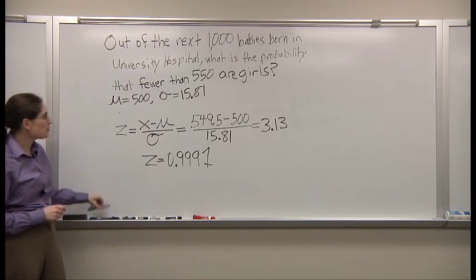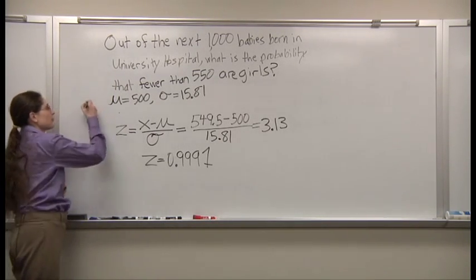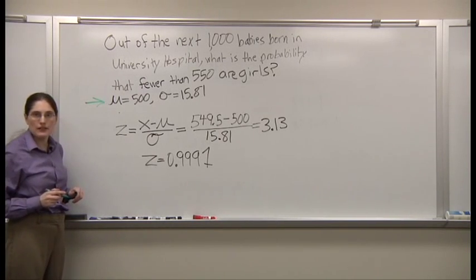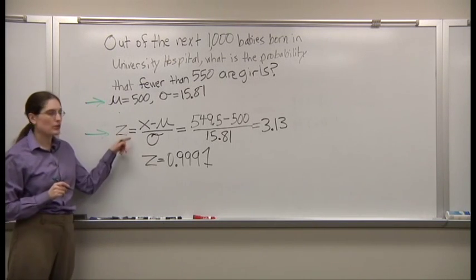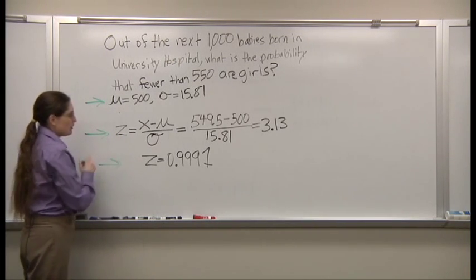So, the steps we went through were: find the mean and standard deviation, use the regular old z formula, use the table.